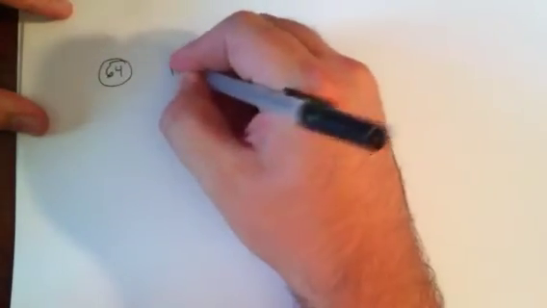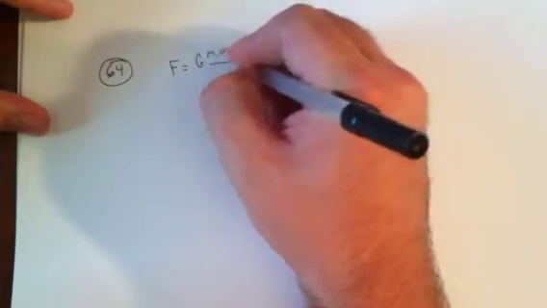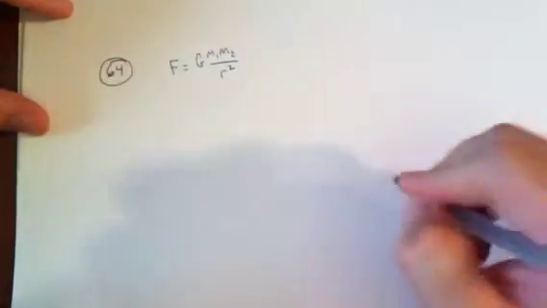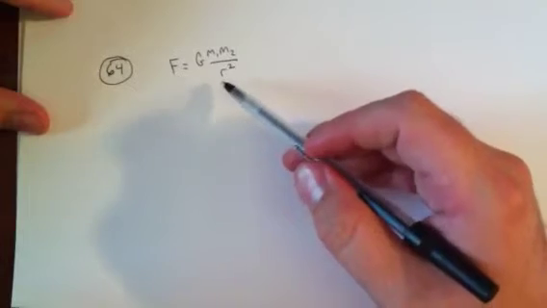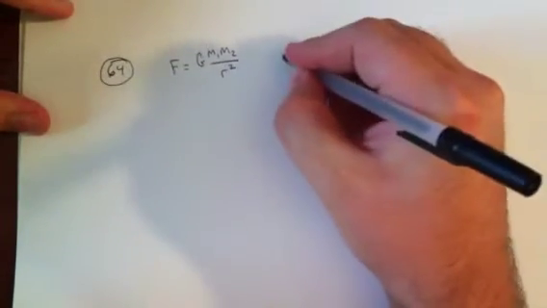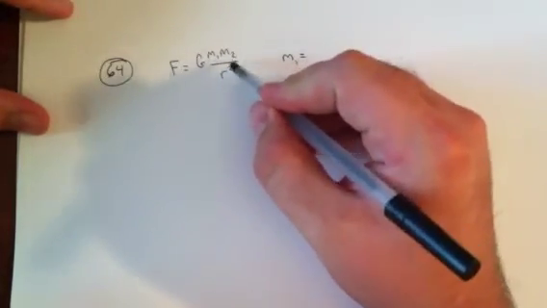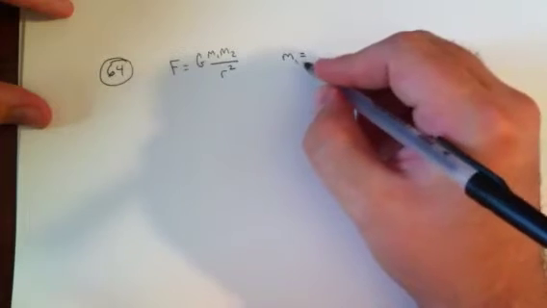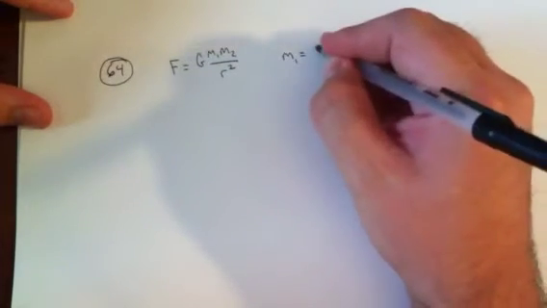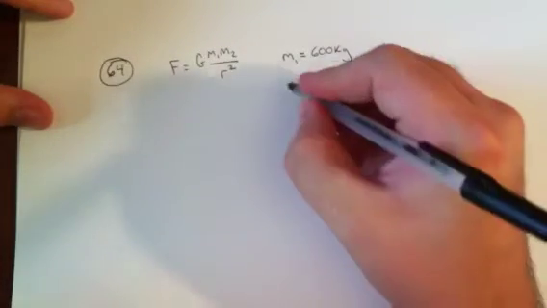So again, you hear the words gravitational force, and instantly you should think of this equation. When you hear the word force, think of this guy, okay? And it tells us what one of the masses is. It doesn't matter which one we make M1 and M2, it's just both the objects. So one of the masses is this 600 kilogram satellite.